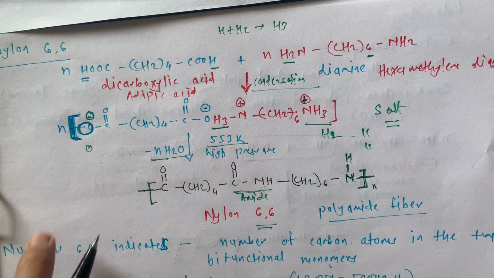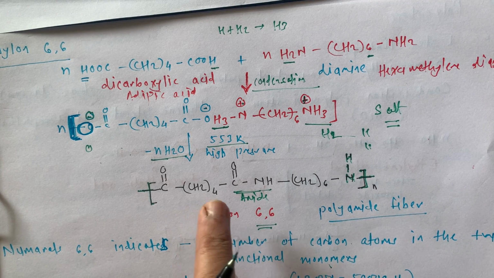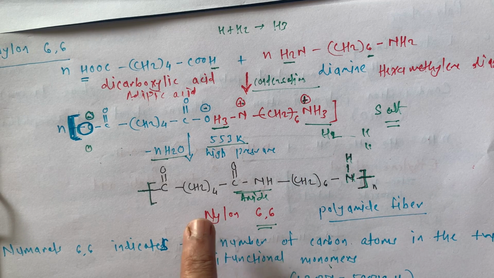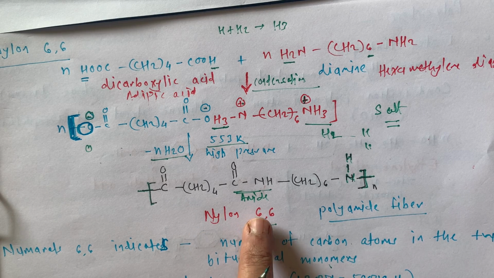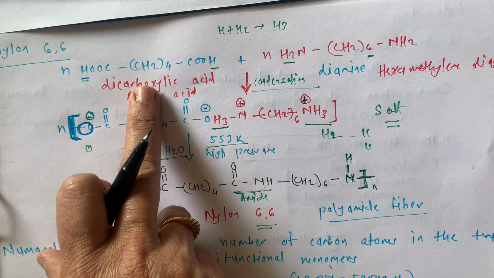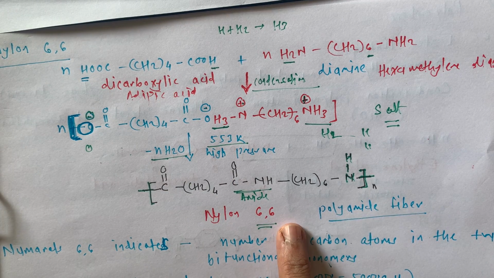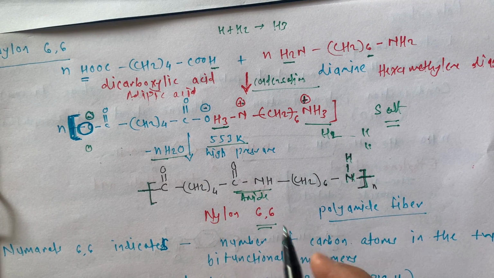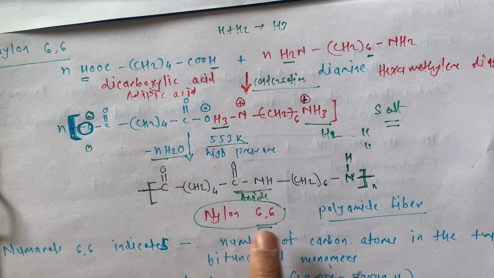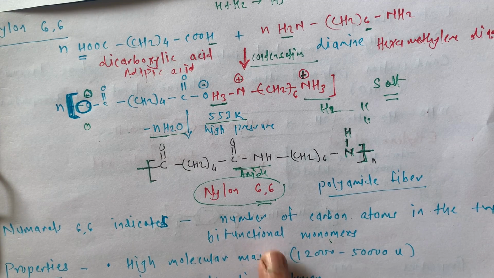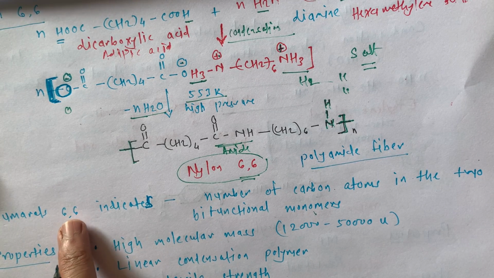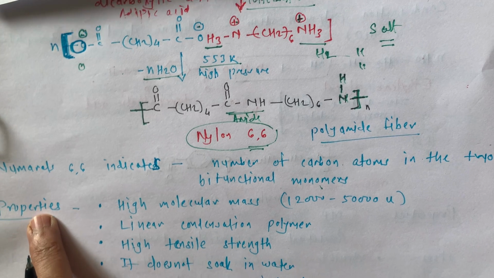In case of nylon 6, epsilon caprolactam ring is opened and converted into only nylon 6. There are 6 carbons. Now here are 6 plus 6, 12 carbons, and that's why one 6 represents the dicarboxylic acid, that is adipic acid. Another 6 is from hexamethylene diamine, and so the commercial name of this polymer is nylon 66. Okay, this I explain here again. The number of carbon atoms in the two bifunctional monomers, this 6 indicates. What are the properties?